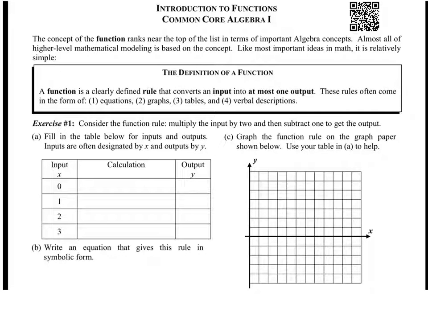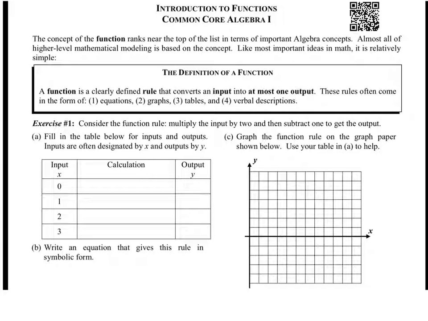All right, Unit 3, we're going to start talking about functions. The concept of the function ranks near the top of the list in terms of important algebra concepts. Almost all of the higher level mathematical modeling is based on the concept. Like most important ideas in math, it's relatively simple.